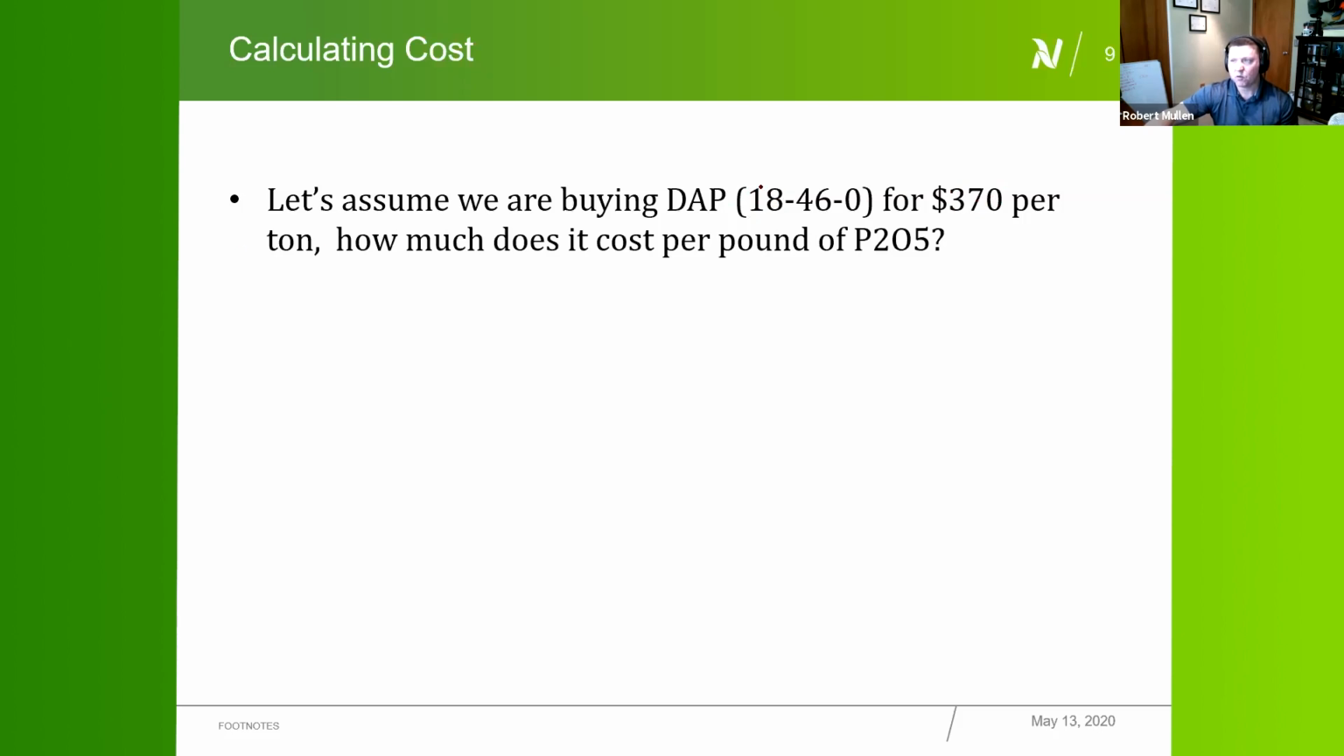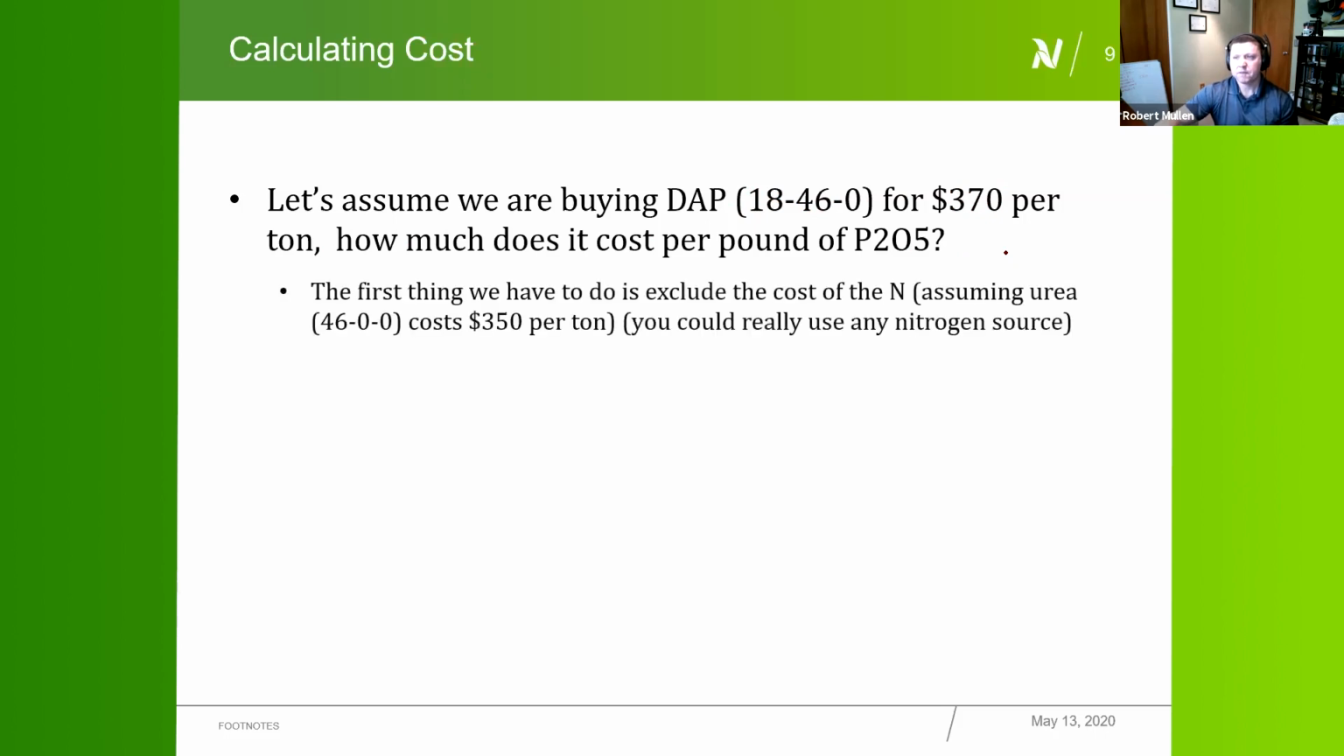I have to figure out a way to get rid of the value of nitrogen so that I can only focus on the phosphate fraction. This is where it's still simple math, but to get to the desired answer gets a little bit more complicated. Because the first thing I have to do is exclude the cost of nitrogen, or the price of nitrogen, in that material. All right, so for my assumption, I'm going to be assuming urea has a cost of $350 per ton.